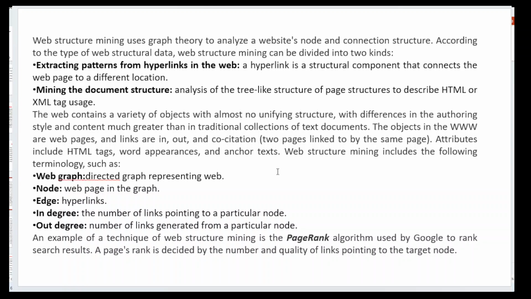But how is it going to represent the mining concept with the help of a few terminologies? Web graph. Web graph is nothing but the directed graph representing the web. So we are going to represent the entire web-related data in the form of a web graph here with some nodes, edges, and connectivities. What is meant by node here? Each and every web page can be represented as a node. Edge means all the hyperlinks are called edges here. In degree means the number of links pointing to a particular node is called the in degree. And out degree means the number of links generated from a particular node is called the out degree here.